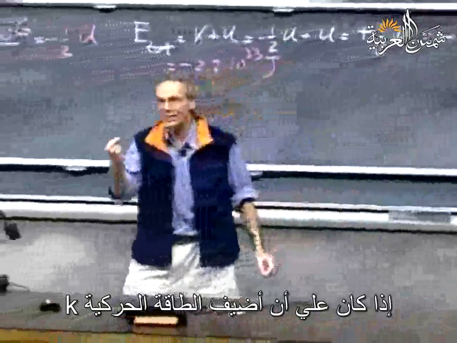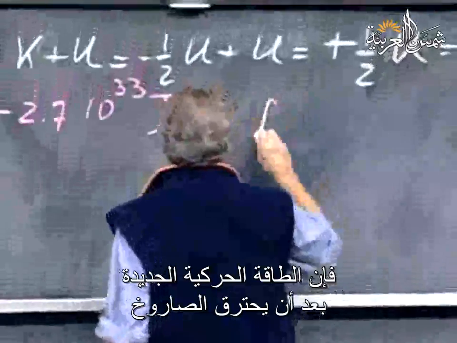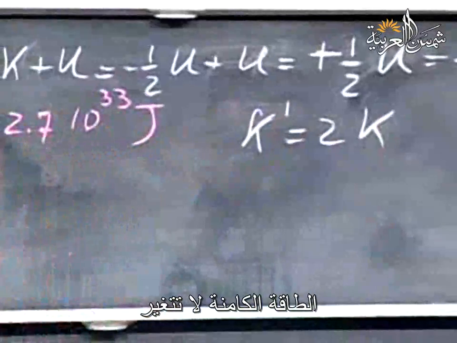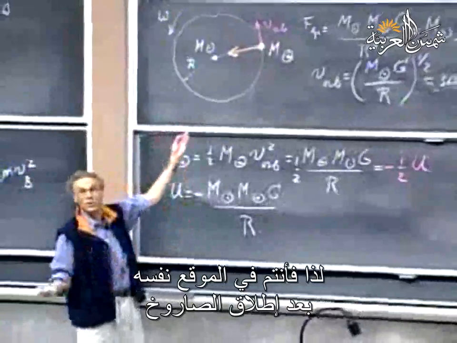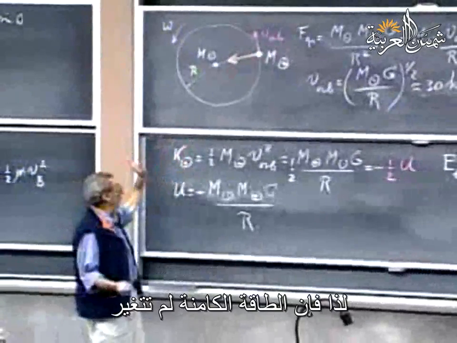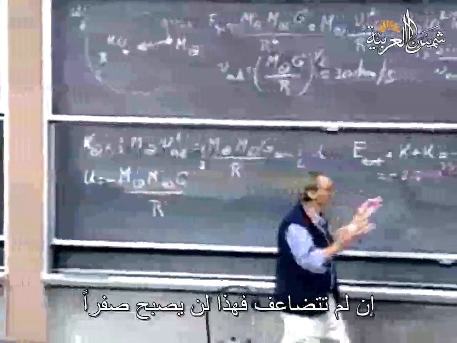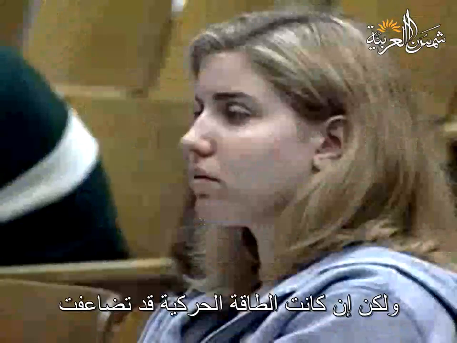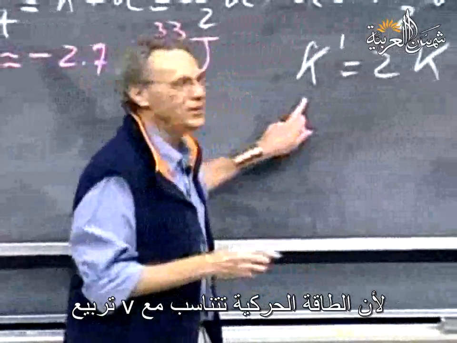If I have to add the kinetic energy K, then the new kinetic energy after the rocket burn would be exactly 2K. The potential energy is not changing, because you fire the rocket when you're there, and so you're still at the same position after the rocket fire, and so your potential energy hasn't changed, but your kinetic energy must have doubled. If it hasn't doubled, this doesn't become 0. Aha! But if the kinetic energy has doubled, then the speed must have gone up by the square root of 2, because kinetic energy is proportional to v squared.